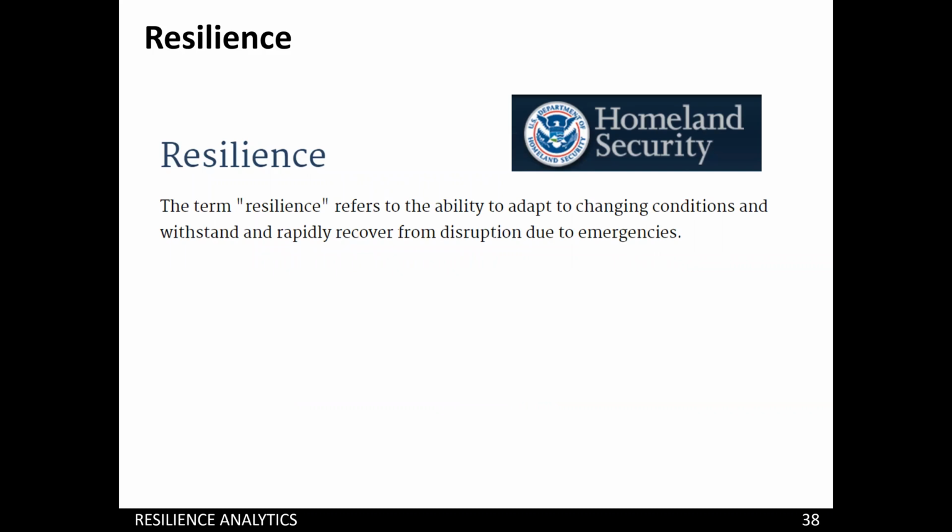So we talked a little bit about resilience earlier. The term resilience refers to, here's another definition from the DHS. The term resilience refers to the ability to adapt to changing conditions and withstand and rapidly recover from disruption due to emergencies. Okay, that's a Homeland Security focused definition, but it broadly captures what we discussed previously. The ability to withstand the initial impact, to adapt to that impact, and eventually recover from that impact.